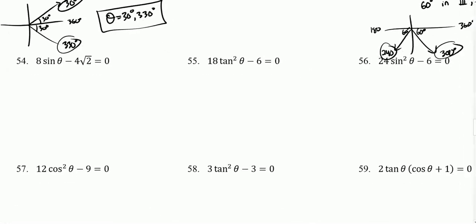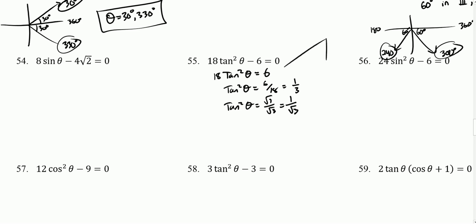55. We get 18 tangent squared theta is equal to 6. By adding 6 to both sides and dividing by 18, you get tangent squared theta is 6 over 18, which is 1 over 3. Take the square root, you get tangent theta is square root of 1 over square root of 3, which is 1 over root 3.